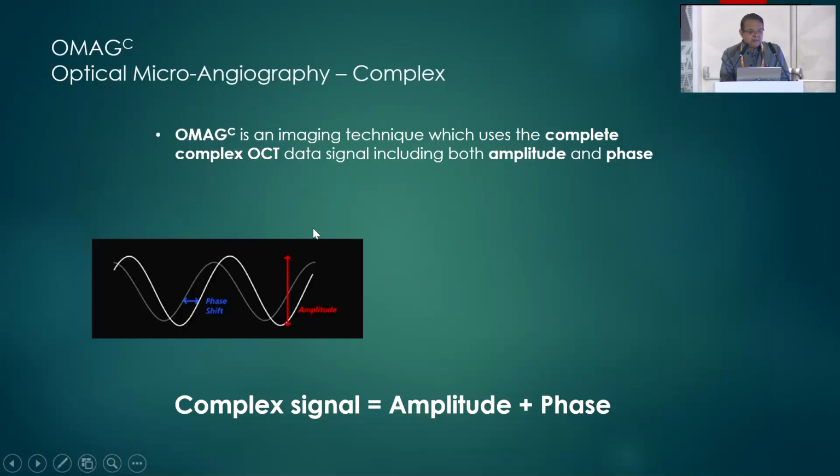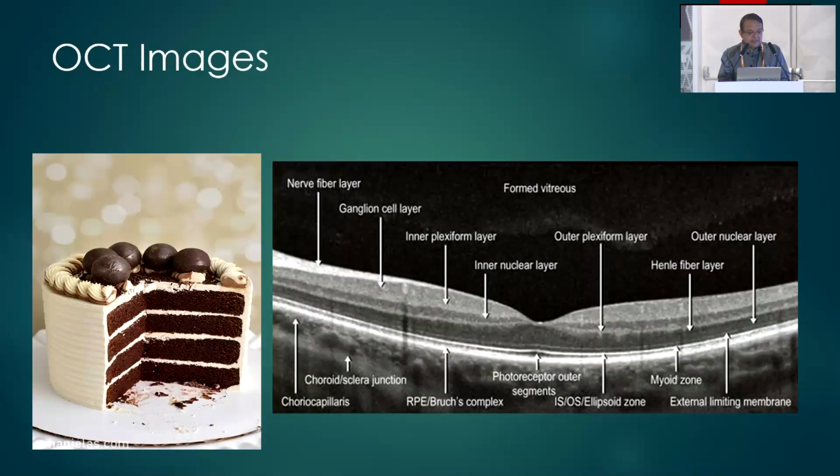I will be talking mostly about Zeiss Series 6000 because I have that machine and I don't have any financial interest in it. Zeiss uses OMAG, optical microangiography complex. OMAG is an imaging technique which uses the complete complex OCT data signal, including both amplitude and phase. This is the only machine which has phase and amplitude, so the pictures you get are much better.